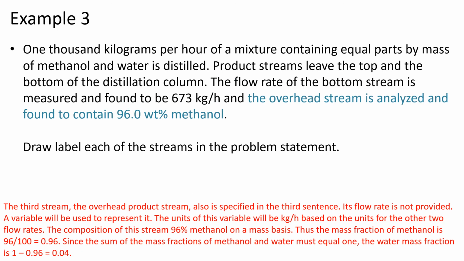The third stream, the overhead product stream, also is specified in the third sentence. Its flow rate is not provided. A variable will be used to represent it. The units of this variable will be kilograms per hour based on the units for the other 2 flow rates. The composition of this stream is 96% methanol on a mass basis. Thus, the mass fraction of methanol is 96 divided by 100, which is equal to 0.96. Since the sum of the mass fractions of methanol and water must equal 1, the water mass fraction is 1 minus 0.96, which is equal to 0.04.